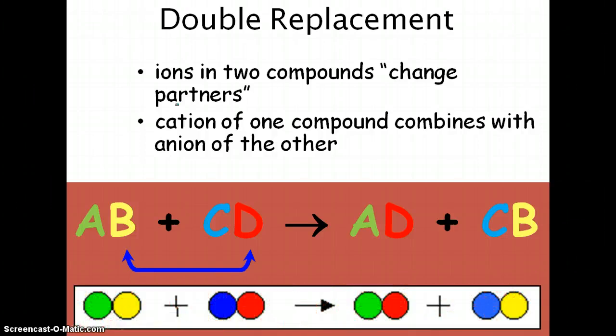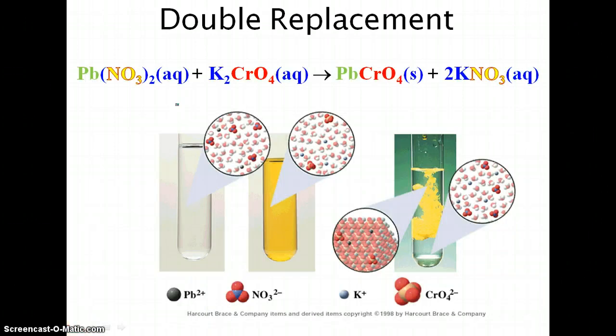So you see here that B and D basically are swapping places. And so you have AB at first, and then you get AD, and you had CD at first, and then you end up with CB. Here is an actual example. You have lead nitrate and potassium chromate, and the lead and the potassium swap places, and you end up with lead chromate and potassium nitrate.